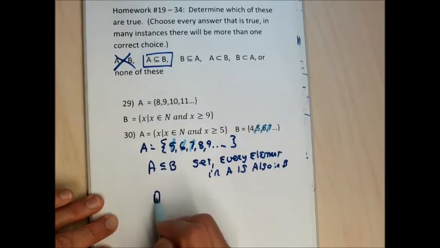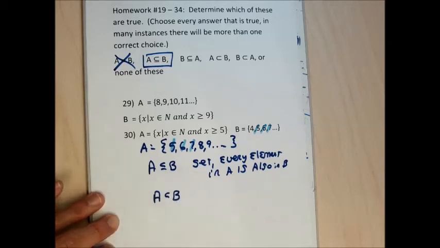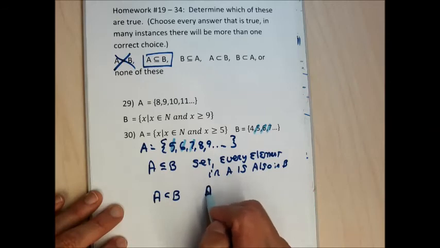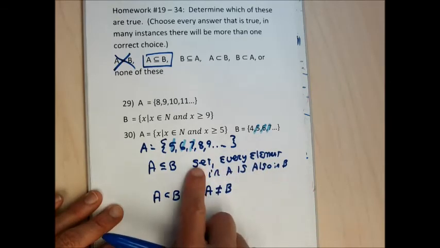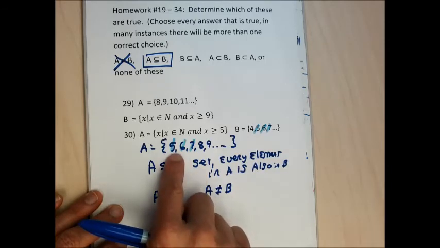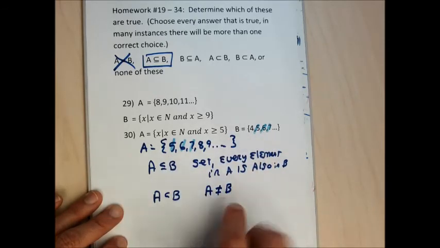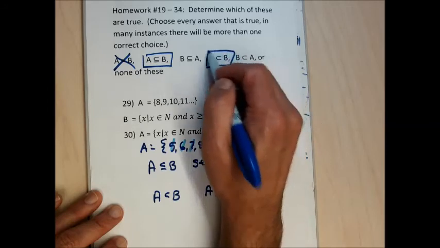Let me look at A as a proper subset of B, because to be a proper subset, it has to be a subset, but it can't be equal. So it satisfies, it's a set, every element of A is contained in B, and it's not equal to B, so A is also a proper subset of B.